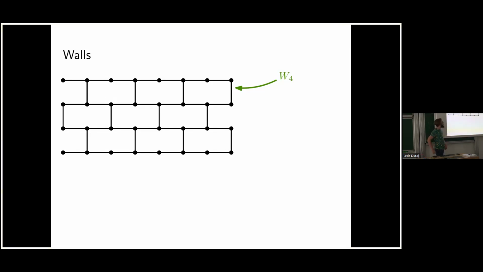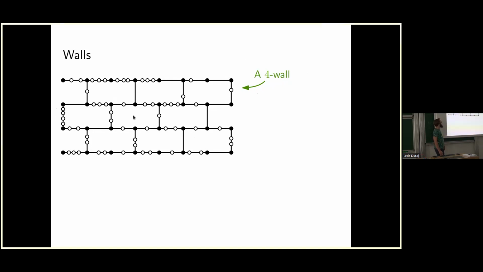And so we will denote such a wall by Wn. So for example, this is W4. And this is an example of a wall, but in general, when we talk about an n wall, we also allow the edges of the W4 to be subdivided. So we can put extra vertices in the edges.